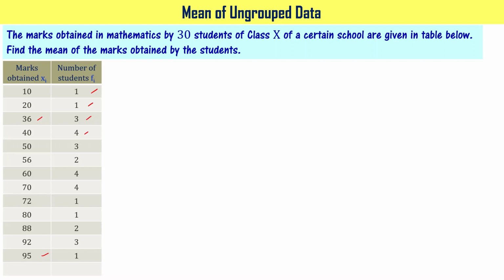Now we are asked to find the mean of the marks obtained by the students, meaning what is the class average? That's what is asked in this question. So we know mean is defined as x bar, that is equal to sigma fi xi divided by sigma fi. Here fi is given, right?